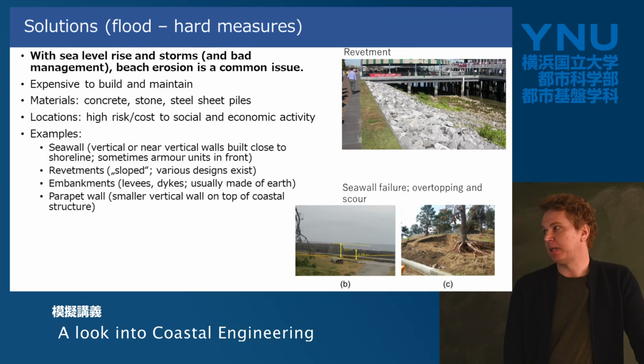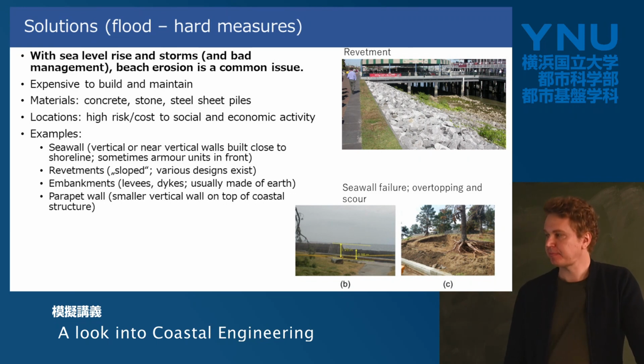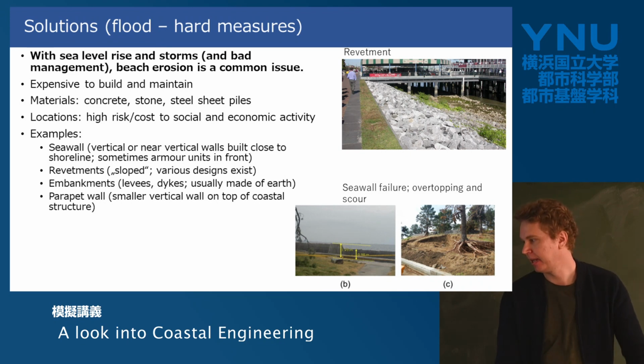And for flooding as well, these are usually in higher risk areas, where we want to protect specific infrastructure and humans from floods, and they're much more expensive to do. Some examples are sea walls and revetments. Here's an example of what a revetment looks like. We have embankments and sometimes smaller walls we call parapet walls.